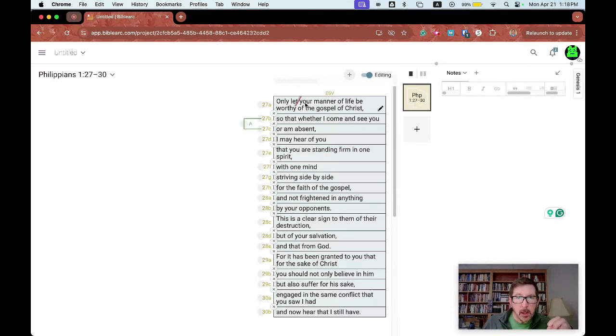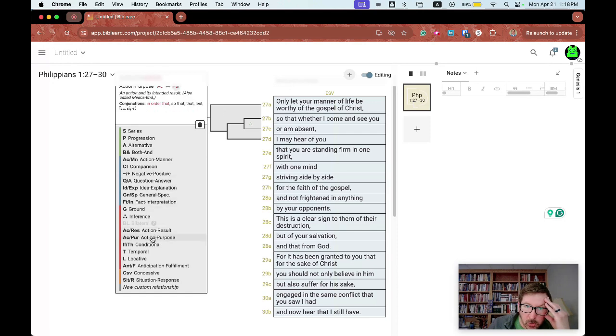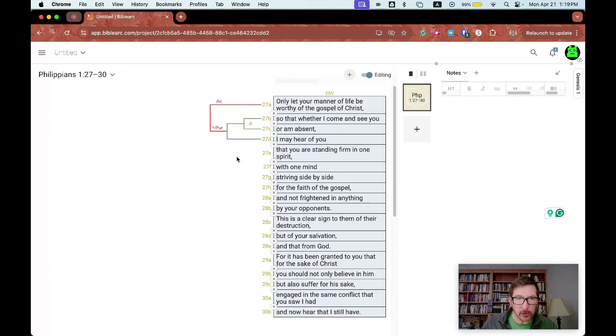Only let your manner of life be worthy of Christ, so that whether I come and see you or am absent, I may hear of you, okay. So we have, let your manner of life be worthy of the gospel, so that whether I come and see you or am absent, I may hear of you. We're going to connect this, and we're going to connect these 2. This here is definitely going to be an action purpose. So that we can see action purpose, we can see in order that, so that, lest, and we can see the hina, ice, and toe in the Greek, if you go that way with Greek, I don't know.